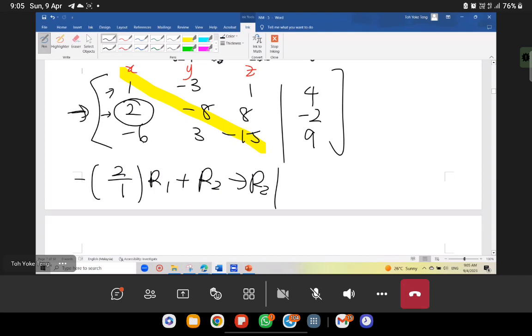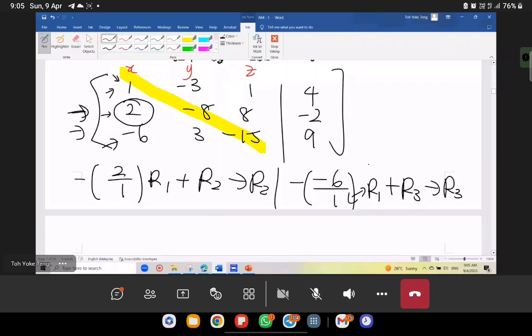So this one is the operation for the second row. If you want to eliminate the third row's element, negative 6 over the main diagonal element, which is 1, you use R1 plus R3 to get the latest third row. Again, the same thing: the numerator refers to this one. You may denote it as A, B, this one as A, C.